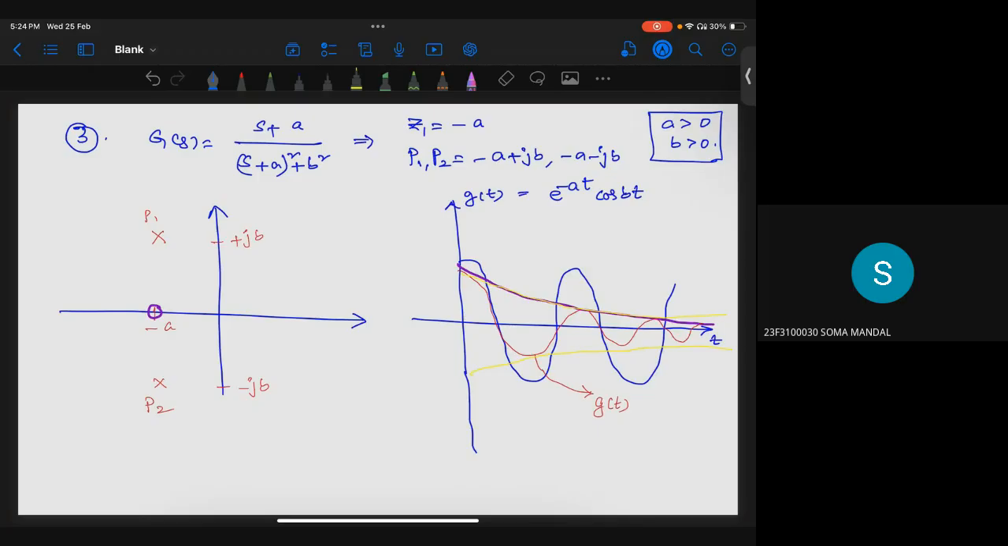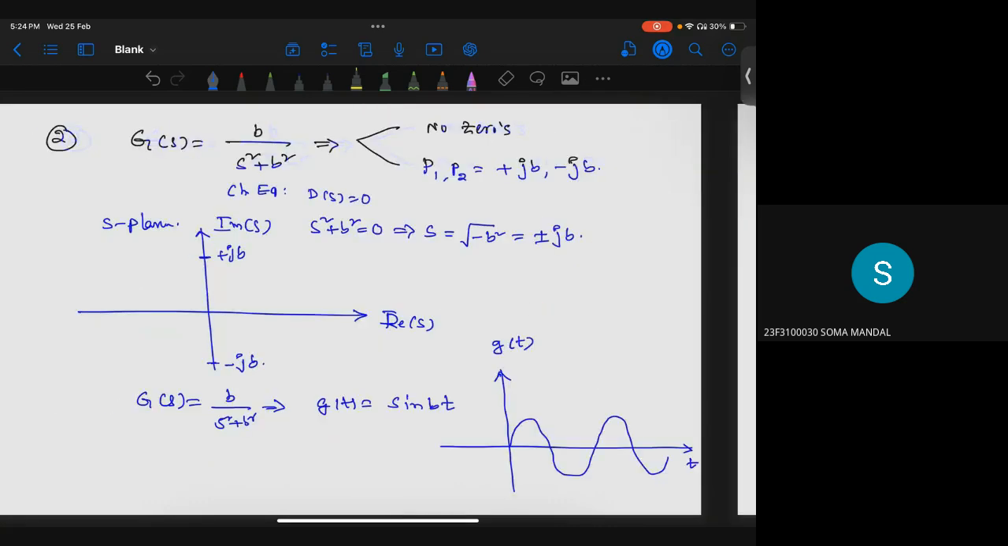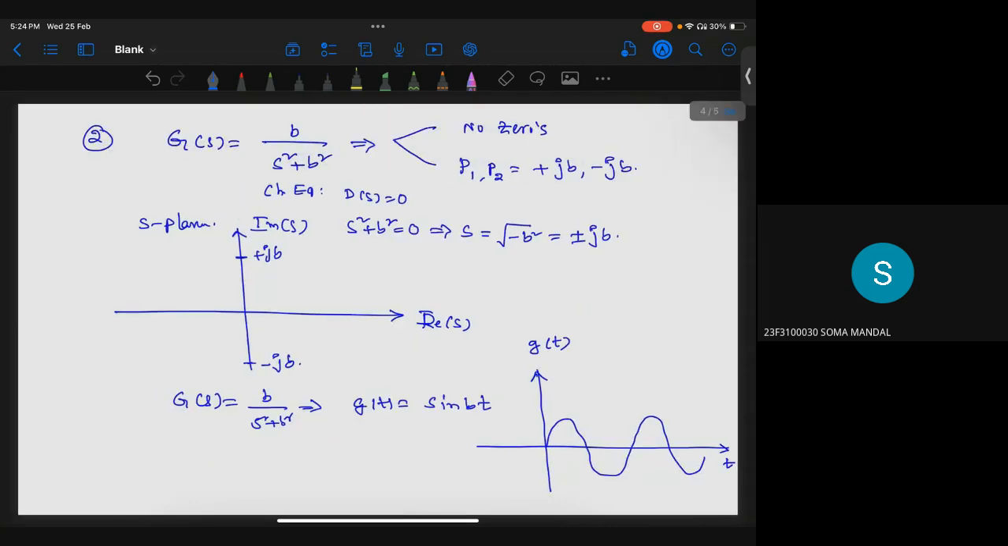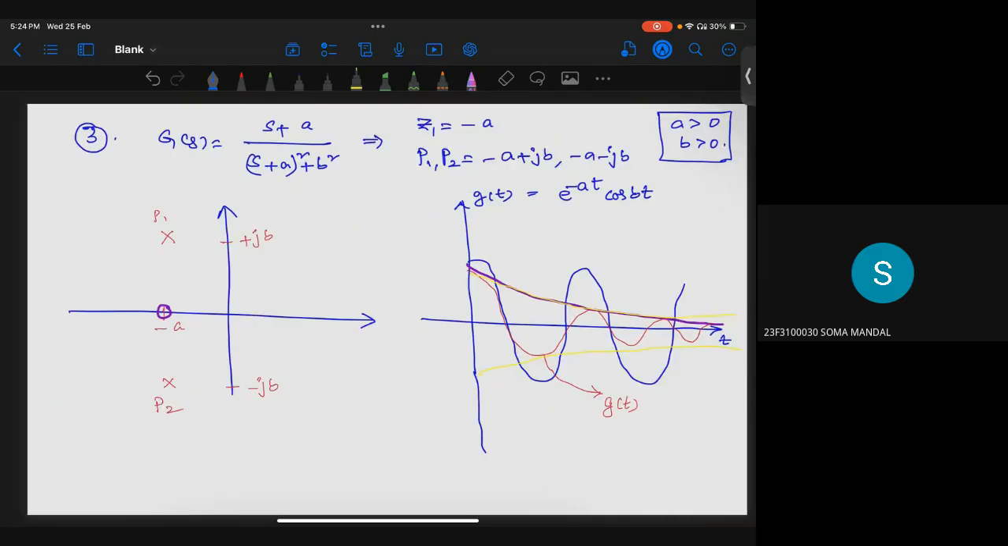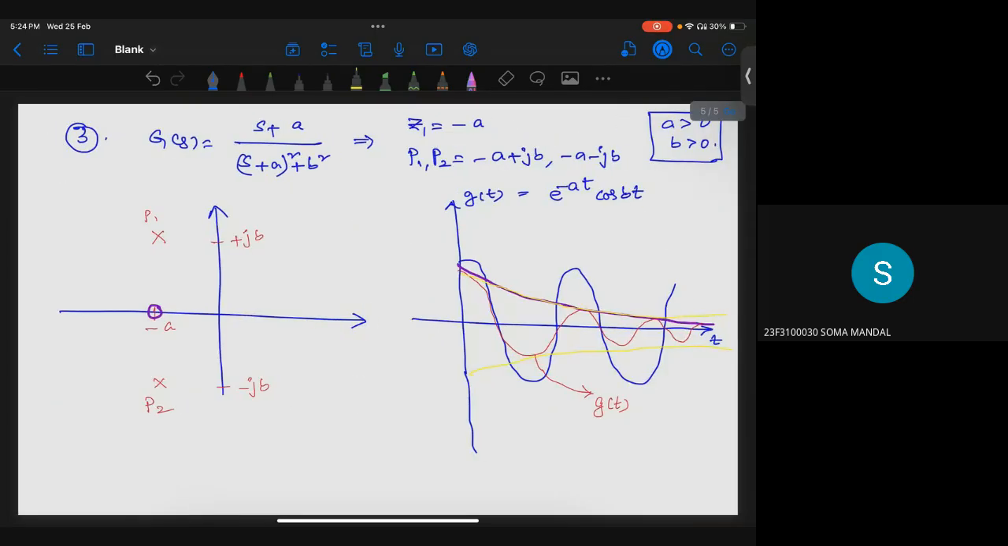Correct? Yes or no? Whereas in this case, it will never be zero. Why? Because the envelope would be like this. It will keep continuous. Is this clear? These three cases. Any queries?